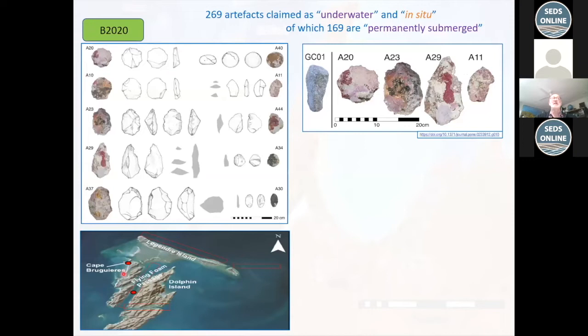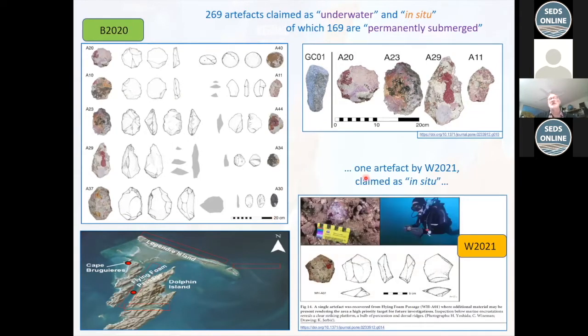Firstly, to B2020, and that's this site between the two small islands near the northern edge of this archipelago. They found in a channel between these two islands 269 artifacts, which they claimed as underwater and in situ, of which 169 they described as permanently submerged. And these are some photographs of the artifacts concerned. You can see the scale bar down here. So most of them between 2 centimeters and about 40. And there's an associated artifact in the base of Flying Foam Passage here at a depth of 14 meters. One artifact was found, also described as in situ. And that's a picture of it there.